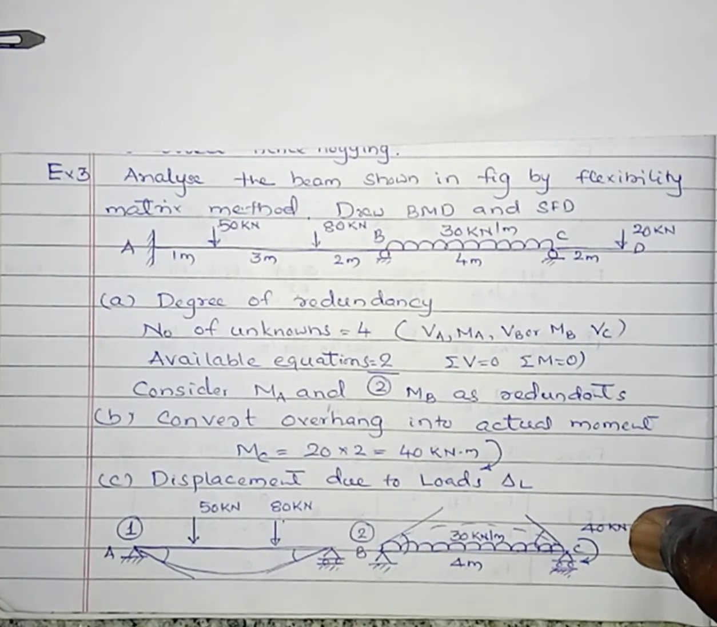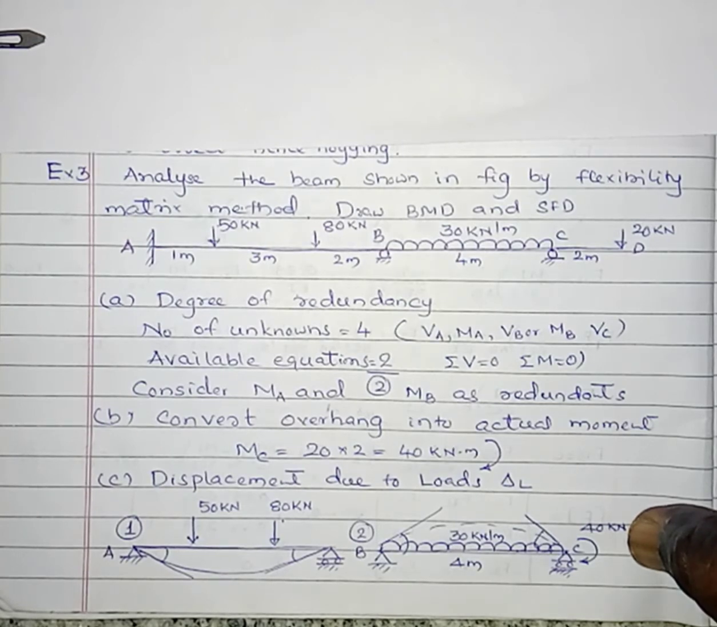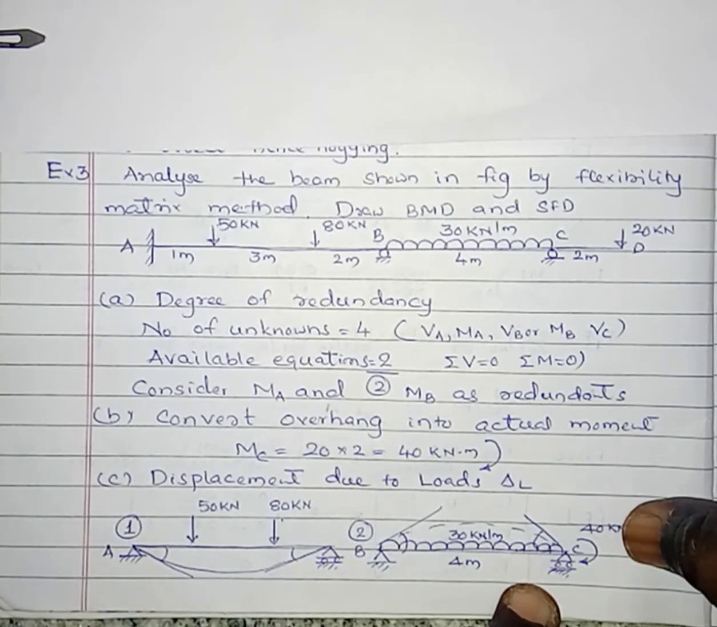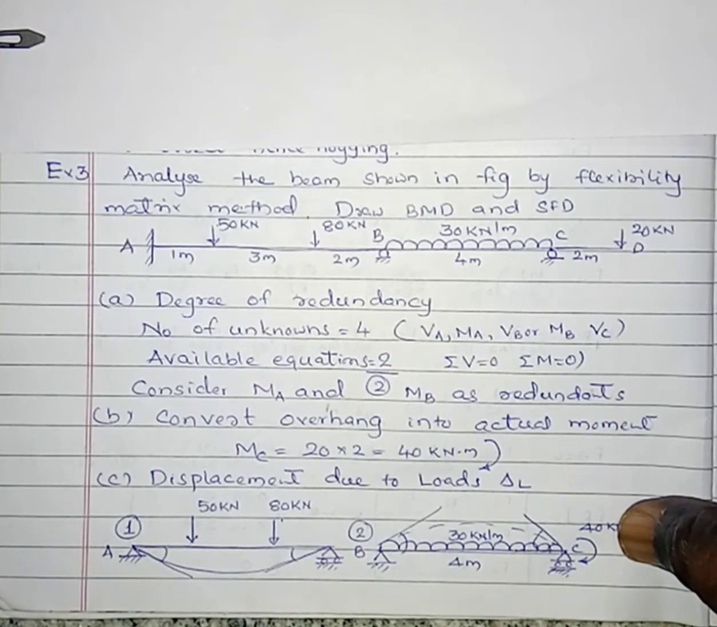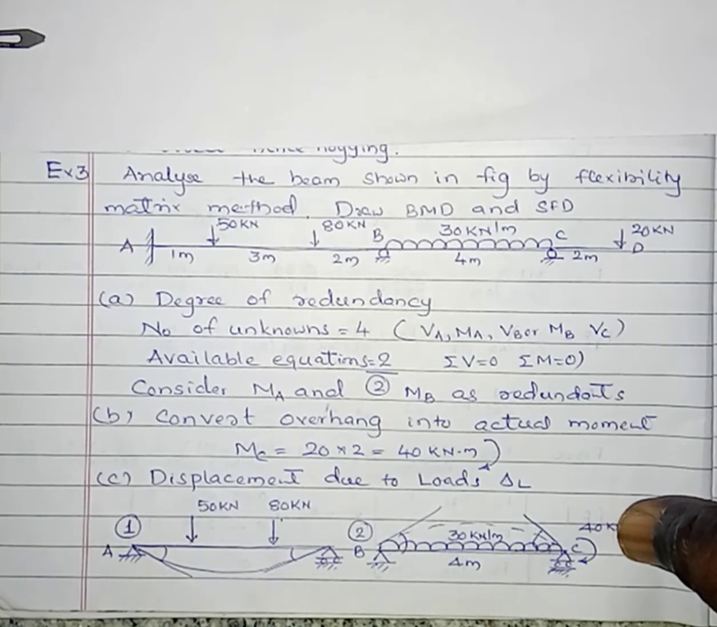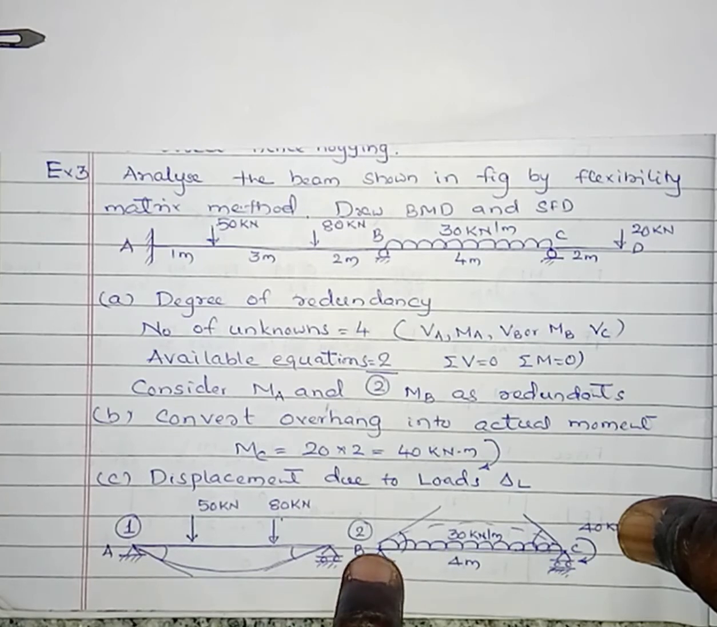Third step, we have to calculate the displacement due to loads. Here first remove all the loads and make the spans AB and BC determinate by releasing the structure. Provide one hinge and one roller at A and B, subjected to the applied loads. Here it is subjected to 50 kilonewton and 80 kilonewton. Here this is coordinate 1. Here this is coordinate 2.